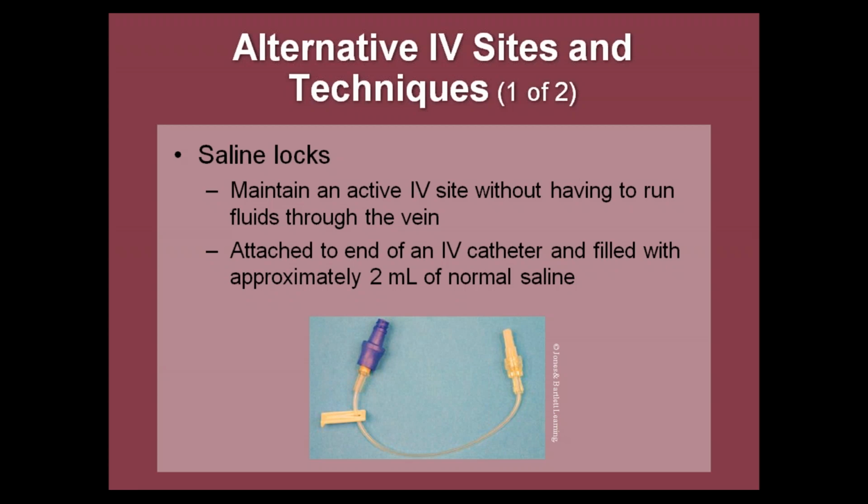Alternative IV sites and techniques. Saline locks. We use saline locks here in the field. The benefit of making sure a saline lock is at the bottom of a drip set is that it is going to be easy for the hospital or the next provider to change out that drip set later, if they have to. It also helps when they're trying to get that patient into a gown. They can just disconnect that drip set from the hub of the extension set. Now all they have is this small line that they don't have to fiddle with on some of our patients' clothing.